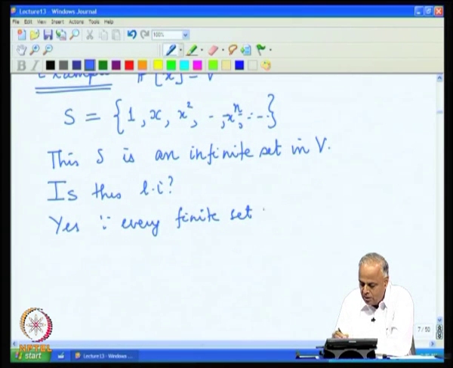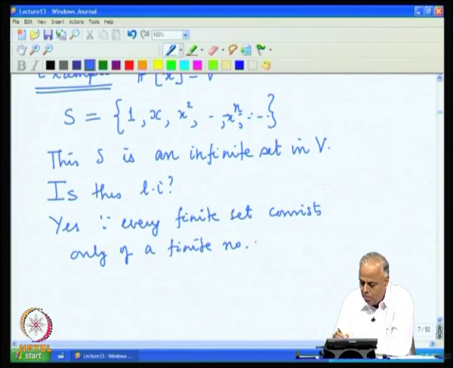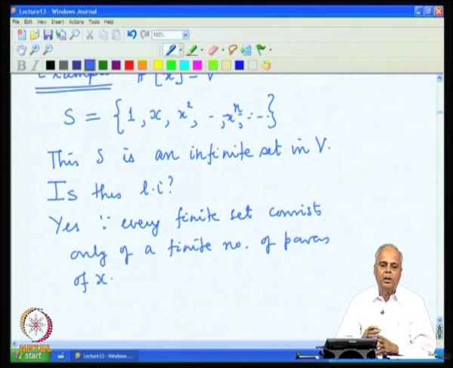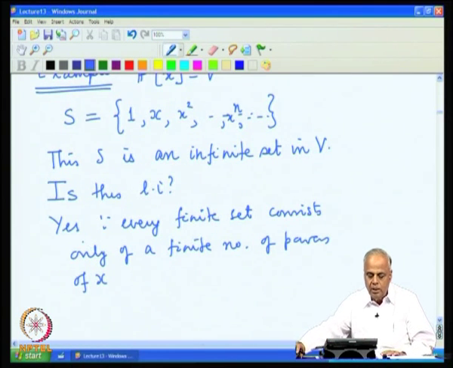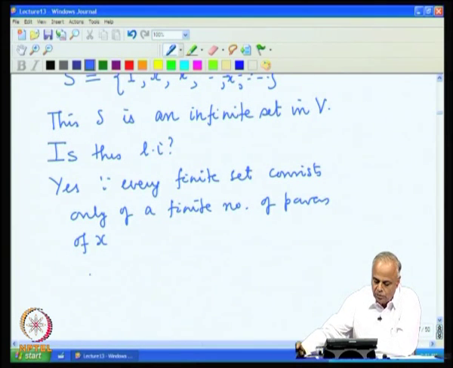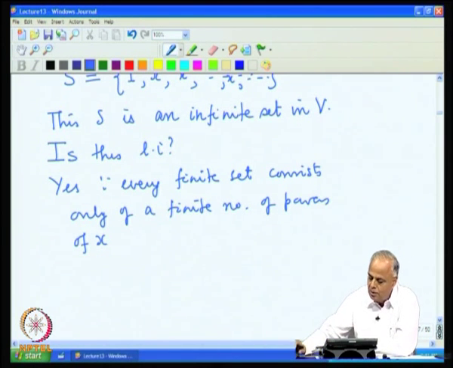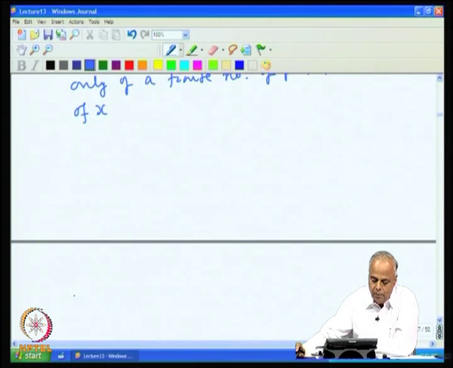because every finite set consists only of a finite number of powers of x, and hence as I said, any combination will be a polynomial, and that will be 0 if and only if all the coefficients are 0. So, therefore, every finite subset is linearly independent, and hence the original set is linearly independent.